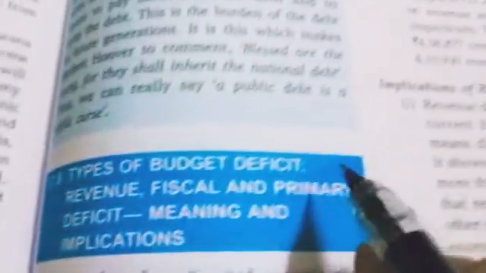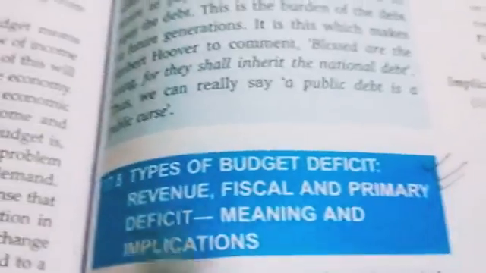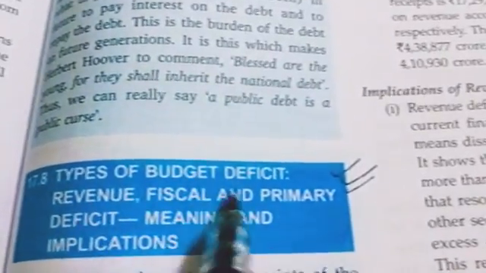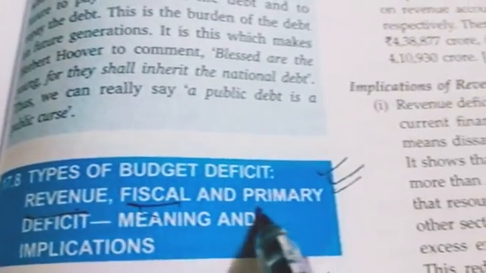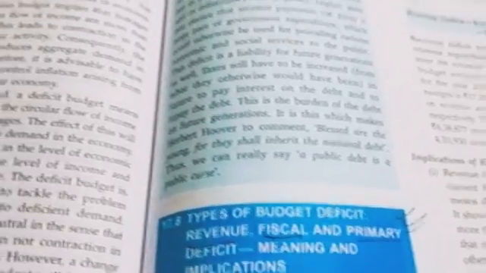And then directly you will study about the three types that is given in page number 325, types of budget deficit, that is revenue deficit, fiscal deficit and primary deficit. This much we people have to study under the chapter budget. Is it clear to all of you?